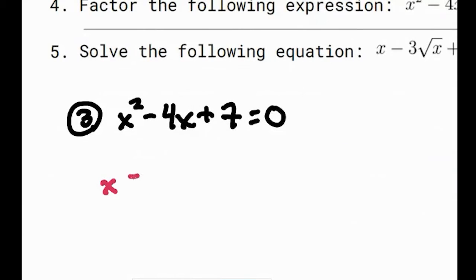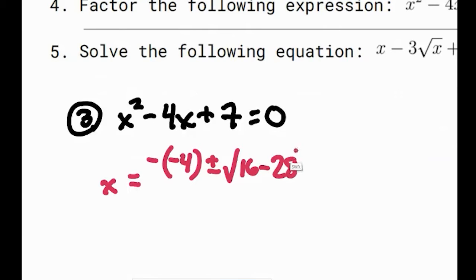So it's going to be x is equal to negative b, which is negative 4, plus or minus the square root of b squared, which is 16, minus 4ac, which is 28. And then we're dividing all this by 2.